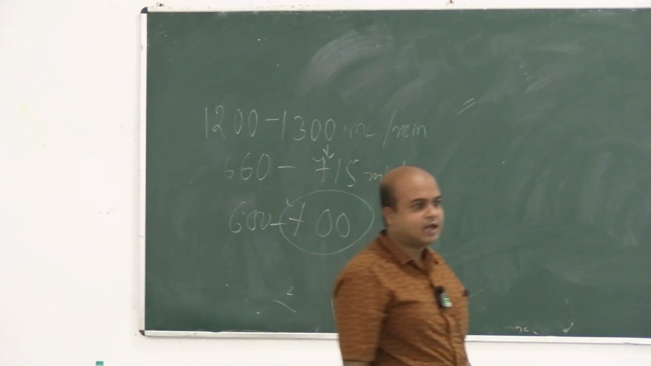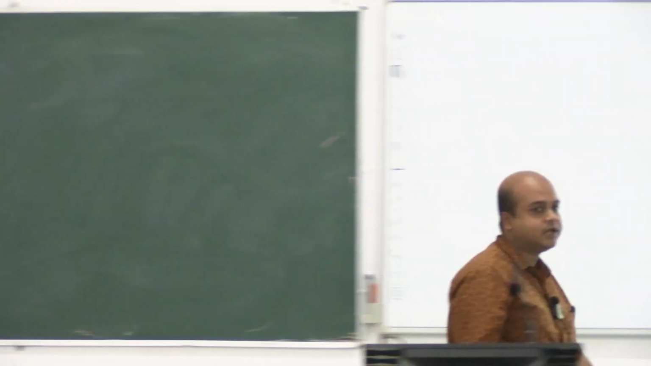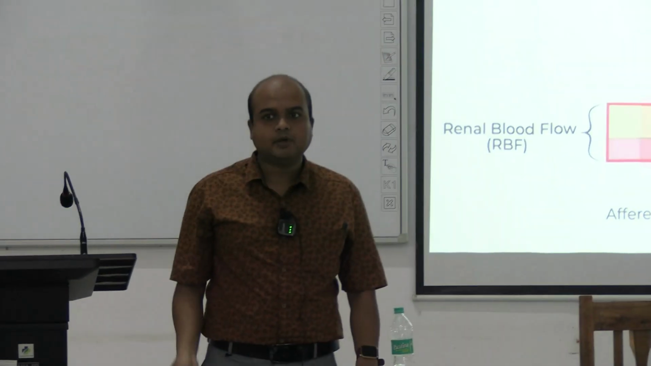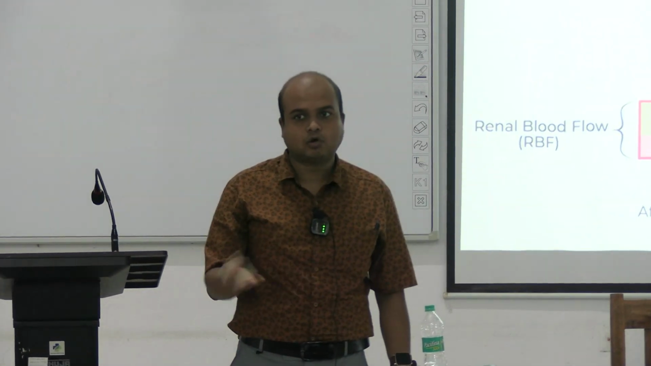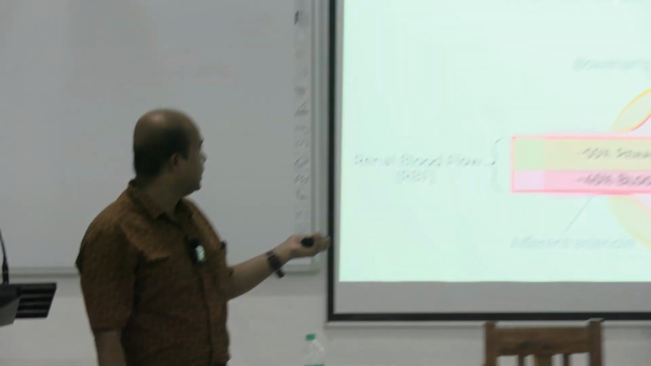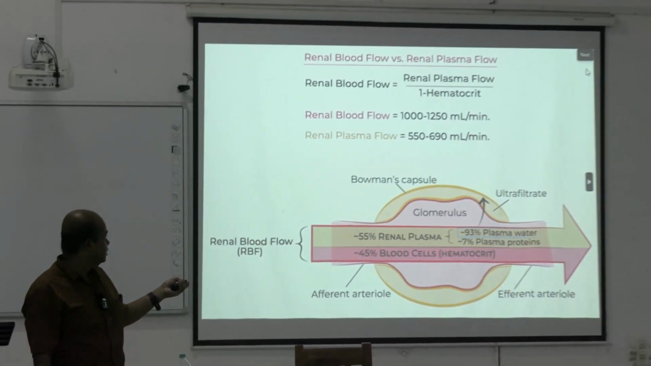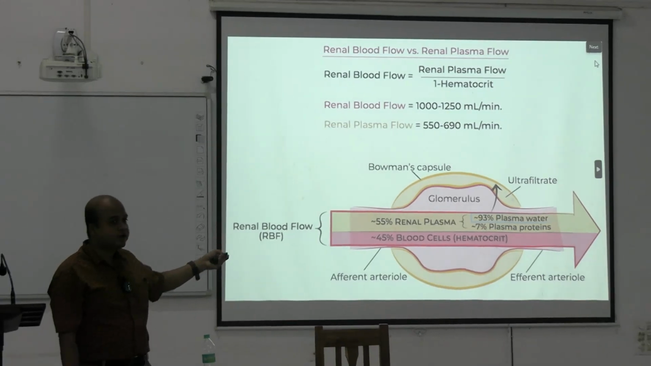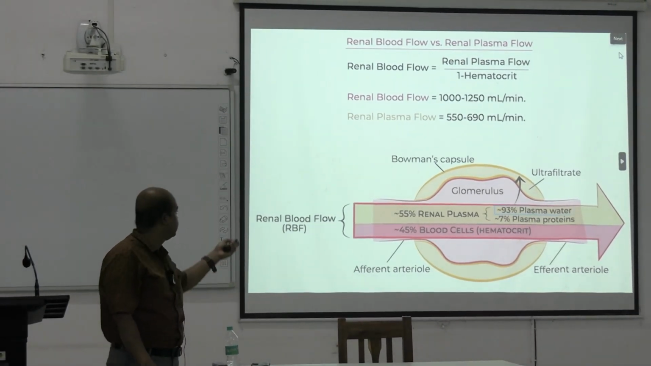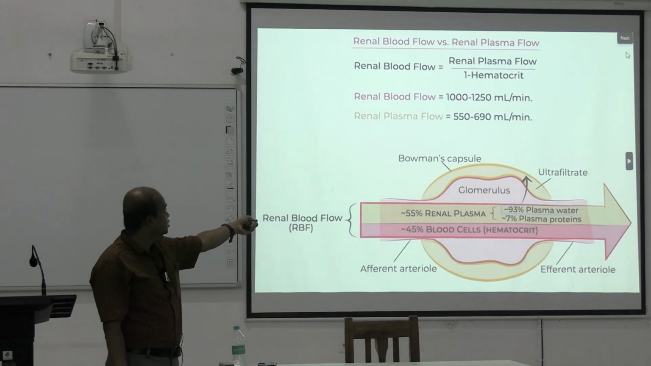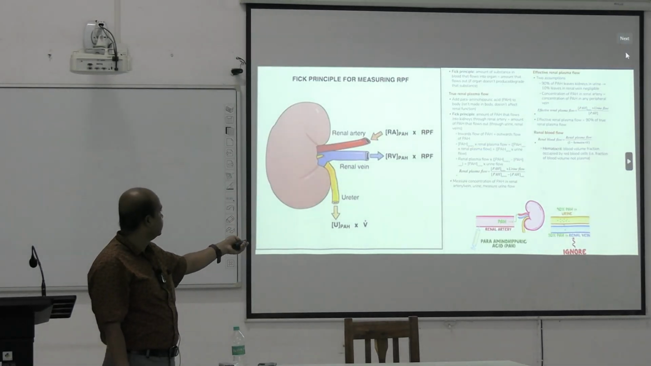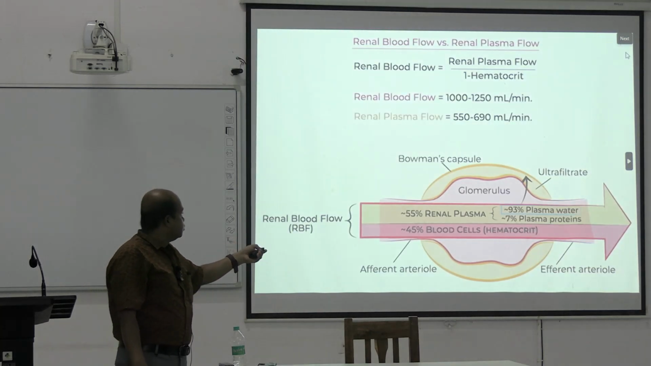But how will we get it from the clearance values? We are behind time because I had to revise clearance all over again after a gap of 1 week. If you don't come and study, if you are blank like this, then nobody has anything to do. So plasma flow will be 55%; of 1000 it is 550.